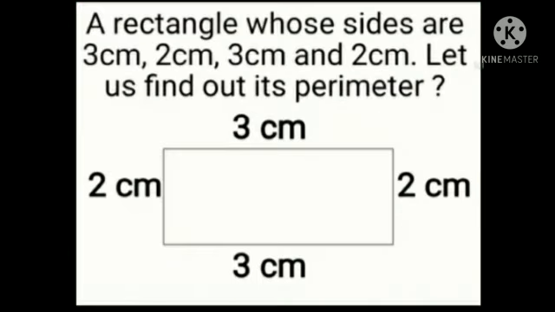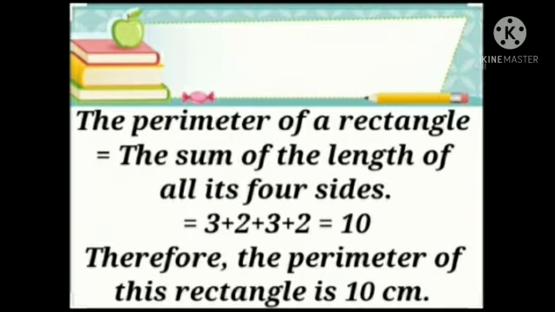A rectangle whose sides are 3 centimeter, 2 centimeter, 3 centimeter and 2 centimeter. Let us find out its perimeter. So first we will apply the formula. To find out the perimeter of a rectangle, the formula is the sum of the lengths of all its four sides, that is equal to 3 plus 2 plus 3 plus 2. The total is 10. Therefore, the perimeter of this rectangle is 10 centimeter.